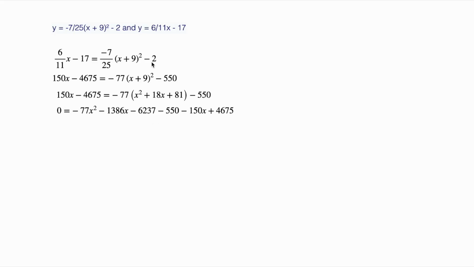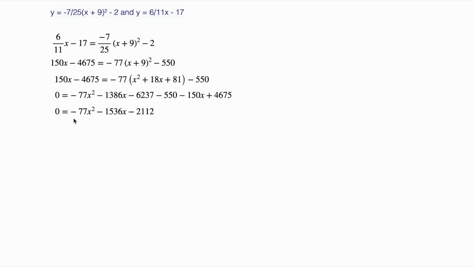I subtracted the 150x from both sides, so we have minus 150x here. Then I added 4,675 to both sides. Add the like terms. That gives us negative 77x squared minus 1,536x minus 2,112. Then run that through the quadratic equation. We get our x1 is negative 1.48564, and x2 is negative 18.46240.